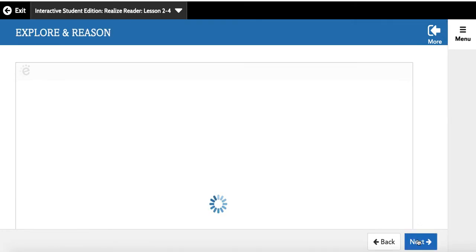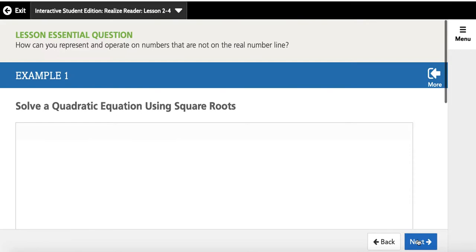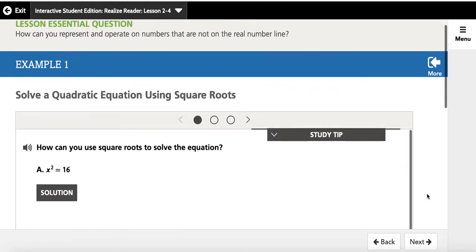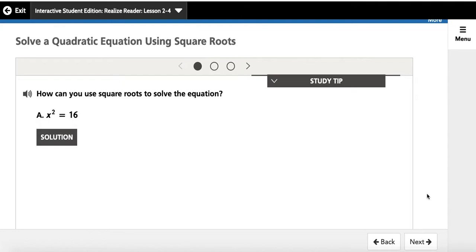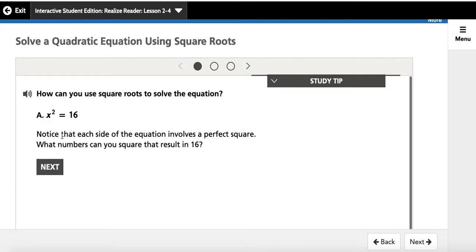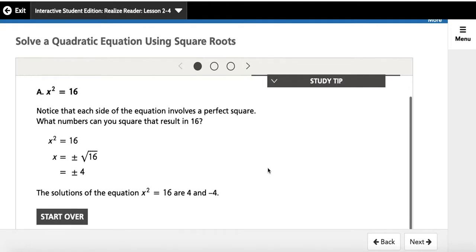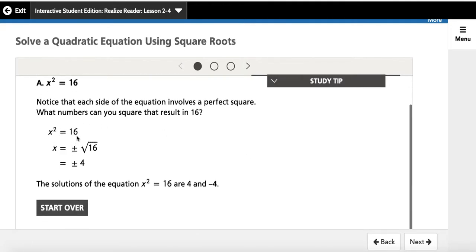Moving on to example 1. Solve a quadratic equation using square roots. So here we have a straightforward quadratic equation, x squared equals 16. Notice each side of the equation involves a perfect square. X squared is a perfect square, and so is 16. So when you take the square root of both sides, you get x and the square root of 16. We have to consider the positive and the negative case. You can have positive or negative 4. So the solutions to the equation x squared equals 16 are positive and negative 4.